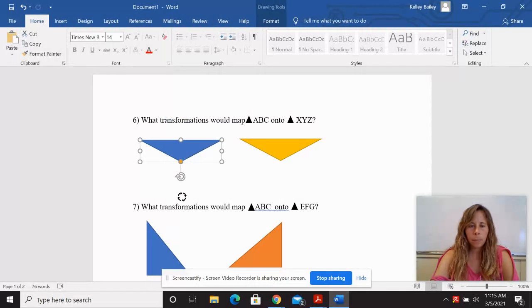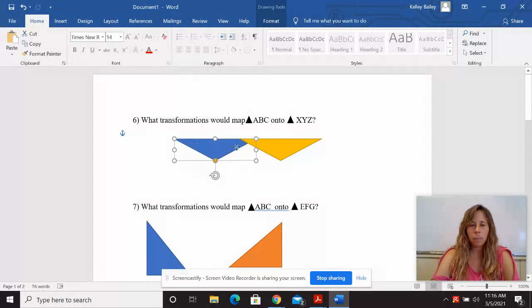Boom. I rotate it 180 degrees. Okay, now these look exactly the same. So point A needs to end up right here, which is point X. Point A needs to end up right there. Okay, so I rotate 180 degrees, but now they're not on top of each other yet, so then I have to translate.